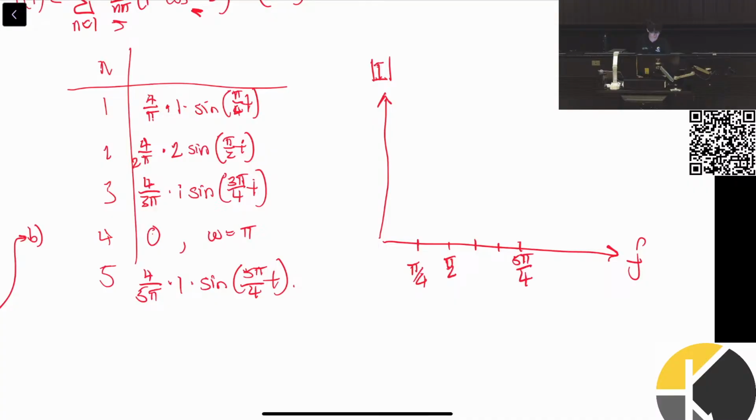And all we have to do is take the amplitude at each of those harmonics. So the first harmonic will have an amplitude of 4 on pi. Second harmonic will also have an amplitude of 4 on pi, as those 2's cancel out. 3 will have an amplitude of 4 on 3 pi. The fourth harmonic will have amplitude of 0, and the fifth will have an amplitude of 4 on 5 pi. Is everyone happy with that?